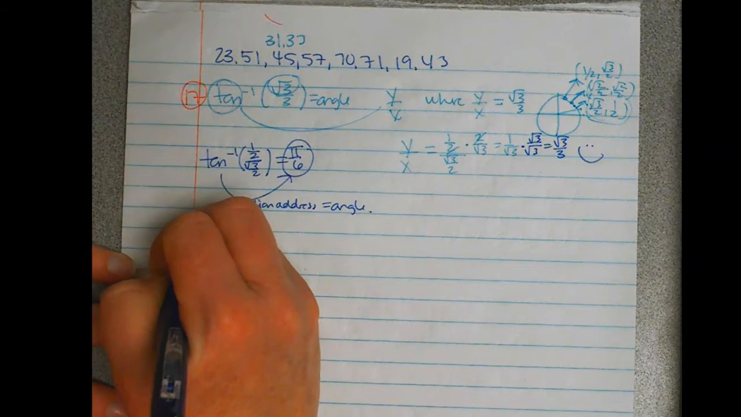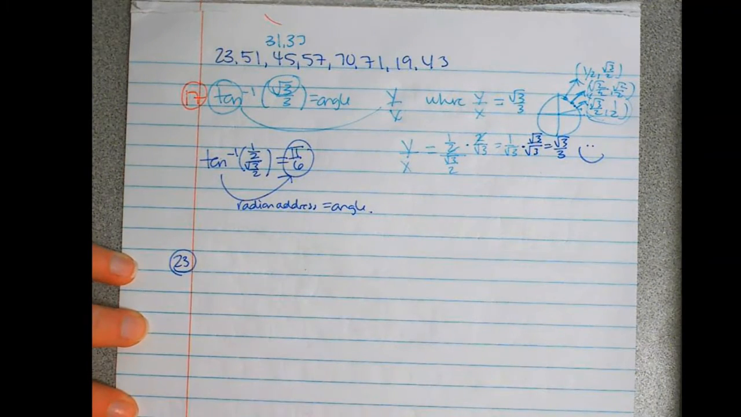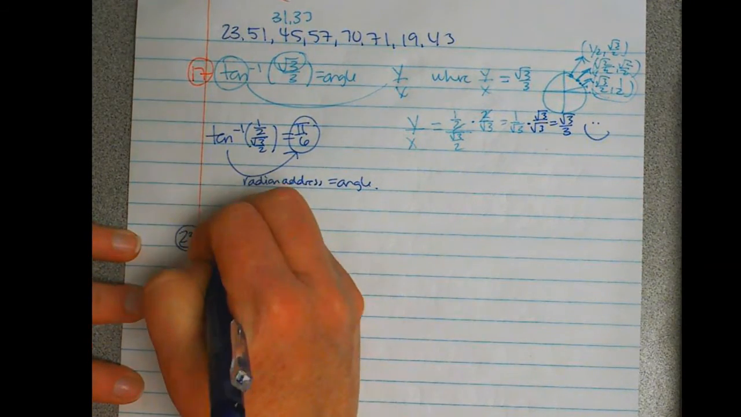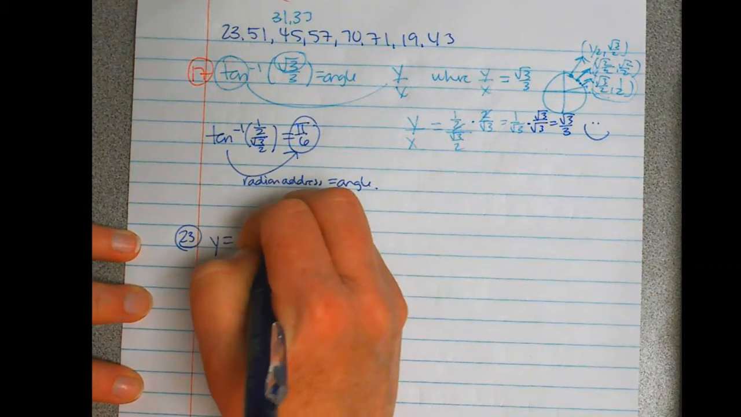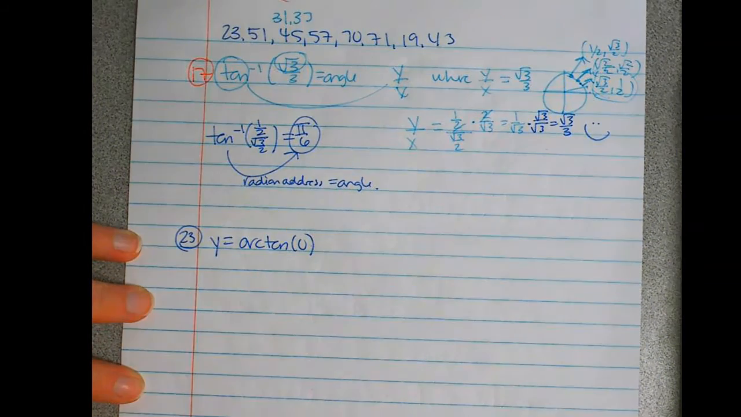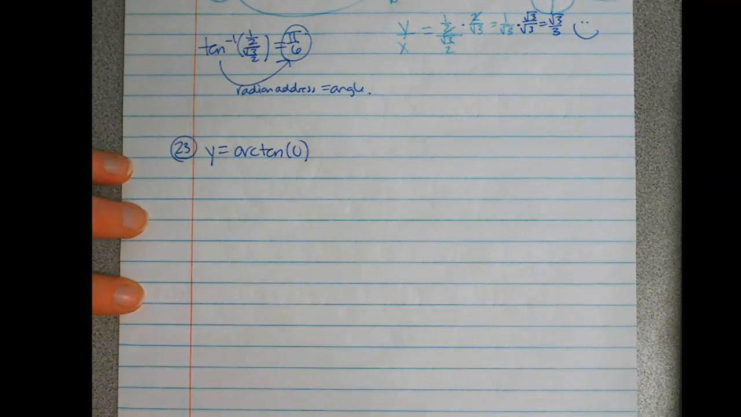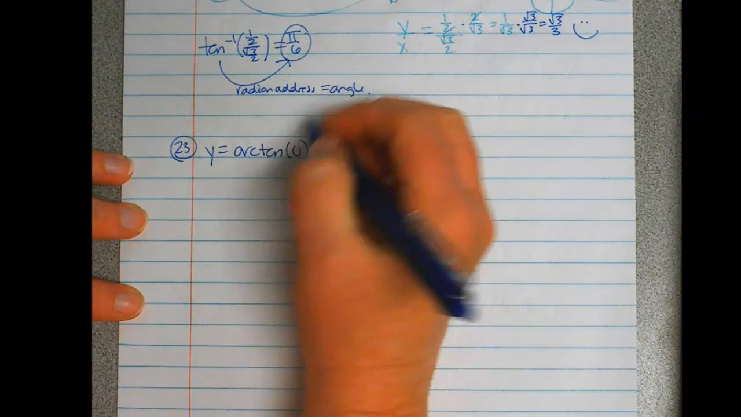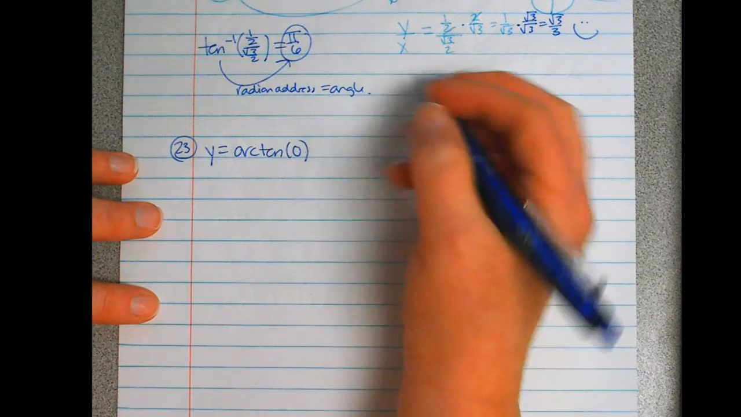So 23 was a choice of problem from a lot of people. Let's go there. Y equals arc tangent of 0. So that means the same as inverse. We could have written tangent to the -1, and that would mean that you're finding the same thing. So the answer here is an angle again. 0. Oh, it's so easy.